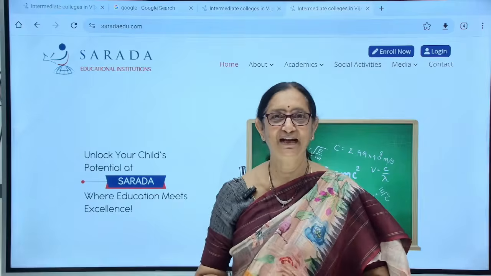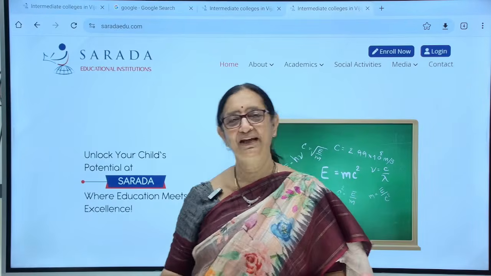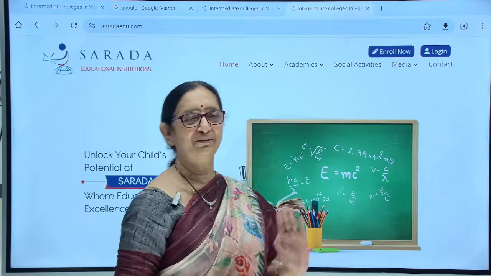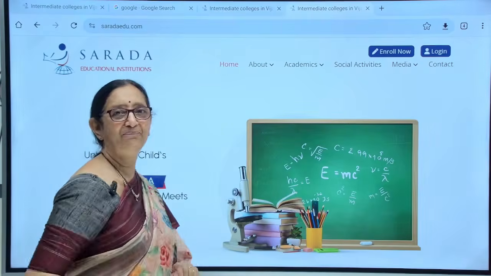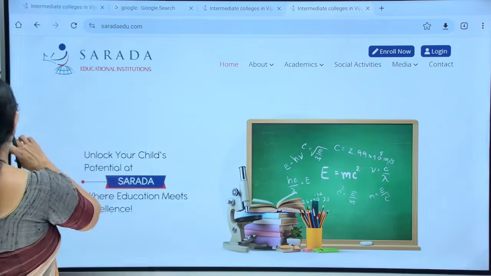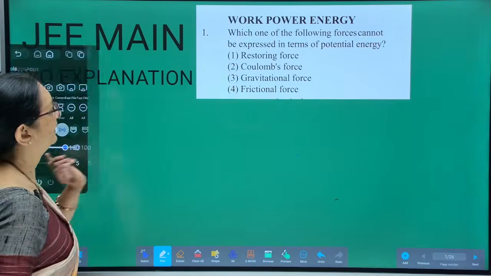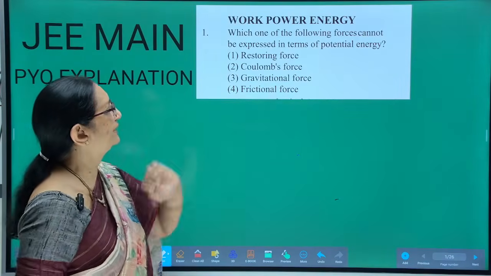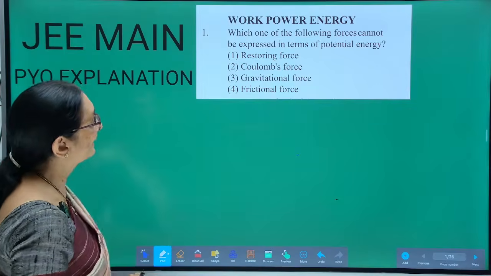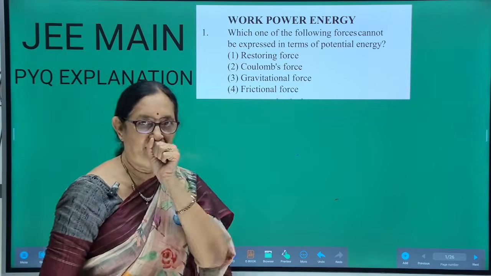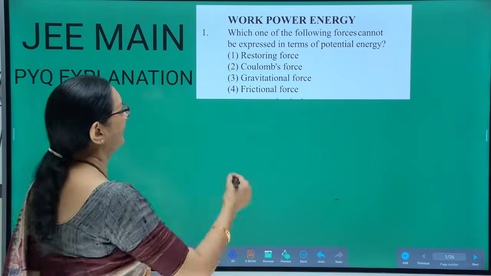I'm back. I'm going to start explaining the problems given in work, power, energy in previous JEE Main examinations. Let's see. Which one of the following forces cannot be expressed in terms of potential energy?